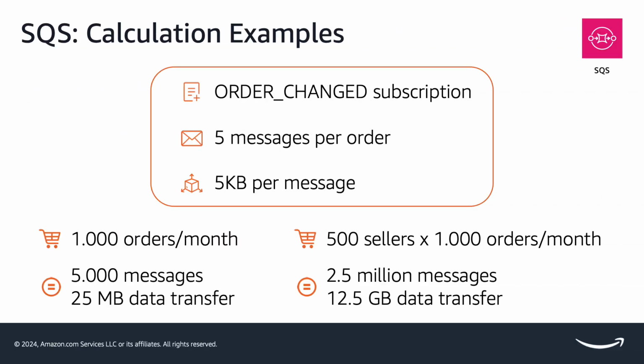Let's look at an example so that you get a better understanding of what this means. In this example, a seller from Europe is subscribing to order changed events with an average of 5 messages per order and 5 kilobytes per message. The seller gets 1000 orders per month, which results in a maximum of 5000 messages and 25 megabytes data transfer. Messages are transferred out of AWS to the seller's server for processing.